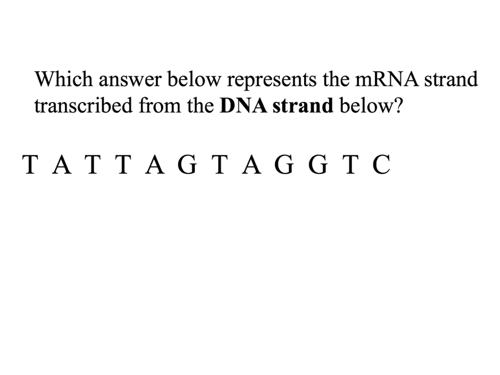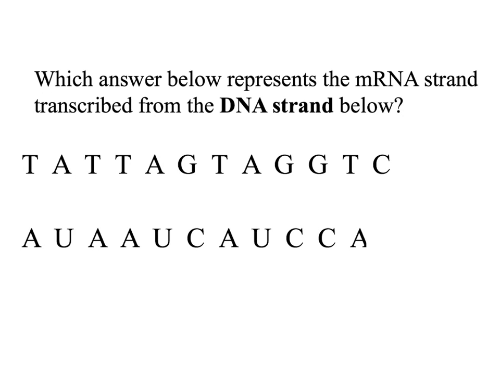Let's practice this for a moment. Here is a DNA strand. Transcribe this information to an mRNA using complementary base pairing. Pause the video for a moment and write this down. Remember, thymine will pair with adenine, adenine with uracil, guanine with cytosine, and cytosine with guanine. So, our mRNA will read AU, AA, UC, AU, CC, AG.